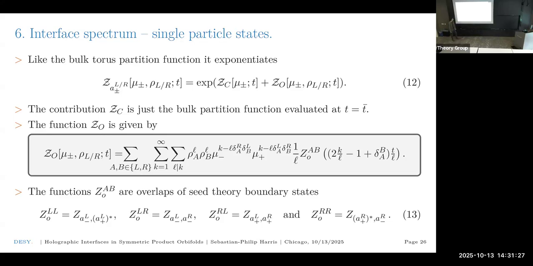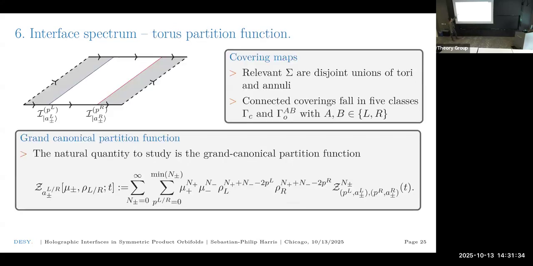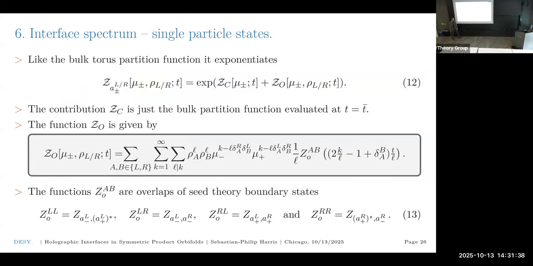Okay, and they fall into 4 different sectors. These 4 different sectors correspond again to whether you have both ends on this side, both ends on this side, and so on. Correspondingly, in each of these sectors, you find the respective seed theory boundary states appearing that went into the construction of the interface.